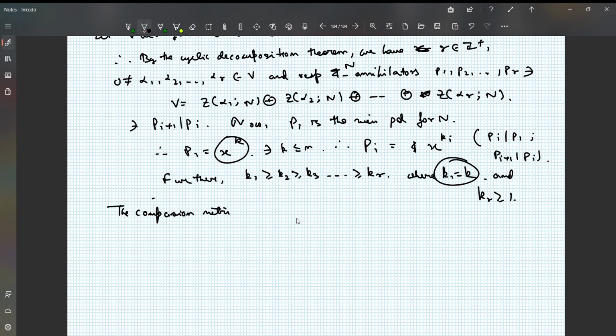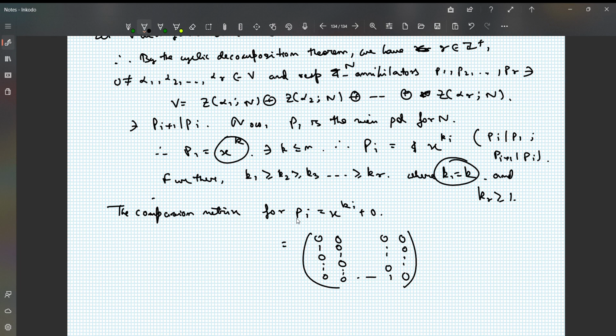Okay. Now, what is the companion matrix for pi, which is equal to x to the power ki? It is surely of this form: you have 0 1 0, then 0 0 1 0, and so on, with 1s along the subdiagonal, all other elements 0, and the last column all 0 elements, because you have no coefficients here. So the companion matrix is of this form, and this matrix is called the elementary nilpotent matrix.